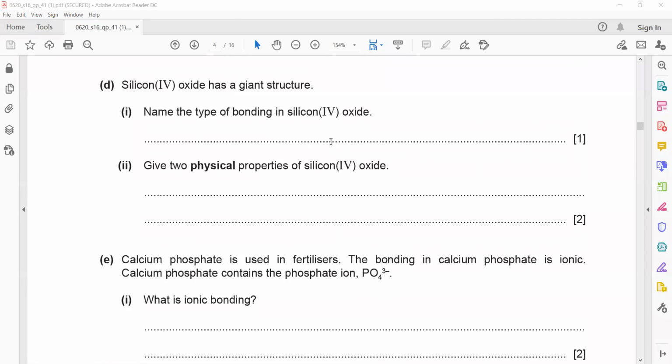Okay, part D. Silicon(IV) oxide has a giant structure. Name the type of bonding in silicon(IV) oxide. What type of bonding is there in silicon(IV) oxide? There are 3 types of bonding: ionic, covalent, and metallic. What kind of bonding is there in silicon(IV) oxide? Covalent. Covalent bonding.